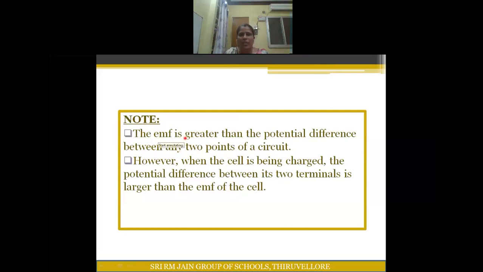The EMF is greater than the potential difference between any 2 points of a circuit, and when the cell is being charged, the potential difference between its two terminals is larger than the EMF of the cell. So I explained about that. During the charging process, V is equal to E plus IR. During discharging, V is equal to E minus IR.